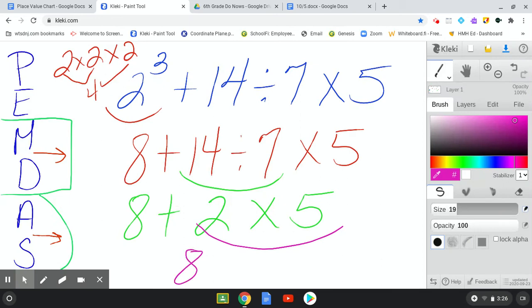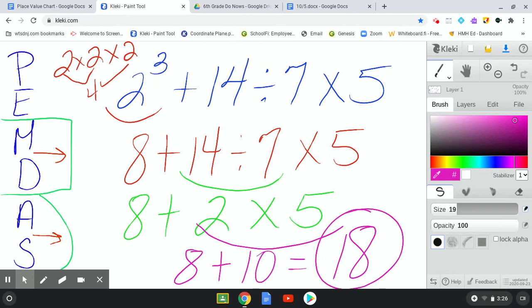Drop down the 8, drop down the plus sign because I'm not using it yet. 2 times 5 is equal to 10. And then my final operation, 8 plus 10 is equal to 18, which is my final answer.